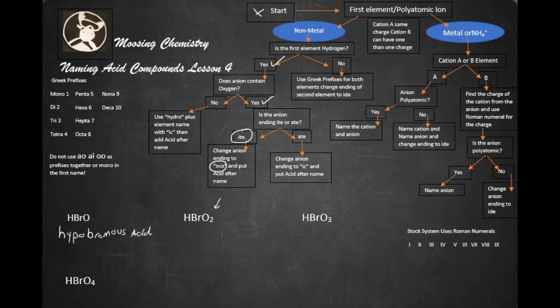So this is going to be called bromous acid. See that? We use hypo because there's a 1 there. We use bromous because there's a 2 there. Okay. So far, so good.